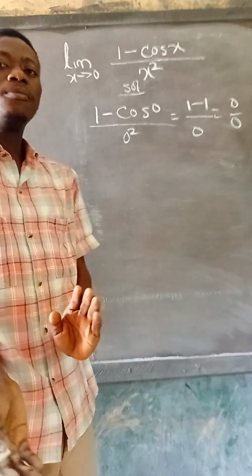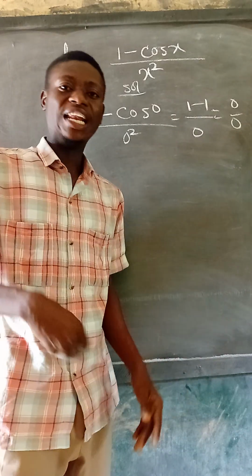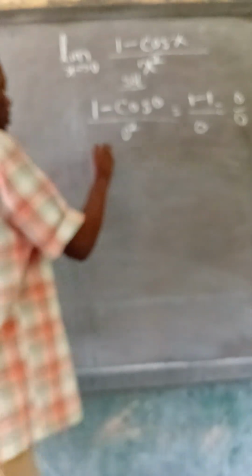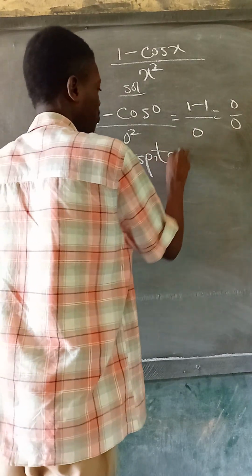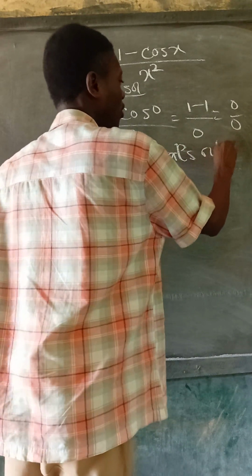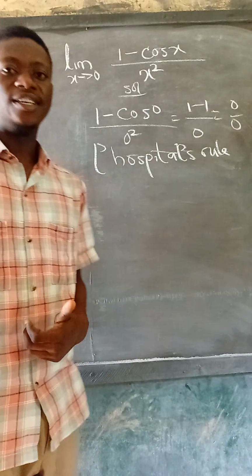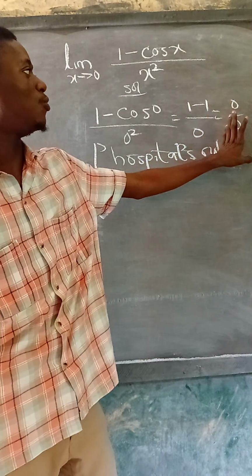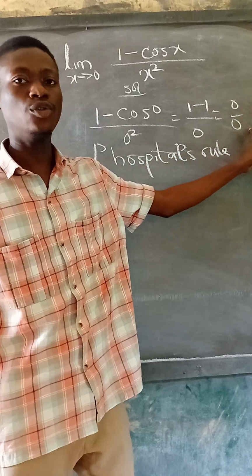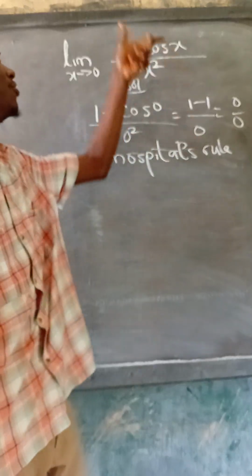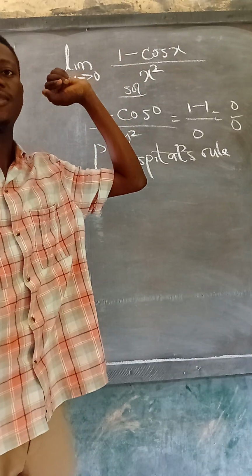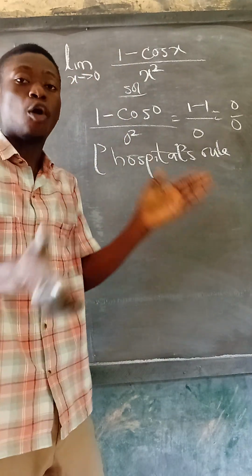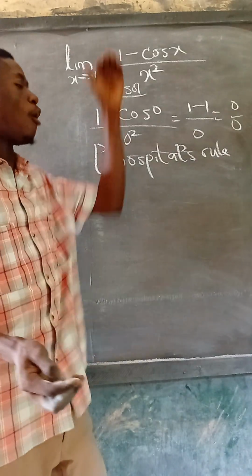So then there comes the method of L'Hospital's rule. So what does this rule say? It says that whenever we have 0 over 0, what do we do? We are going to differentiate the numerator and also differentiate the denominator. That means we are what? We are comparing the speed of both.